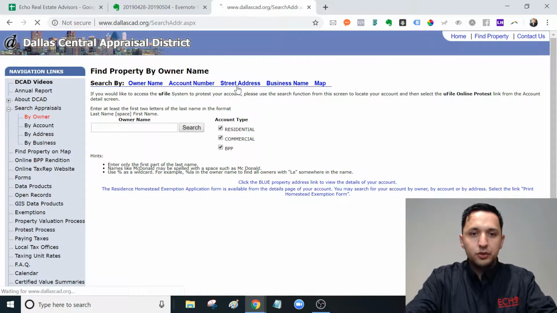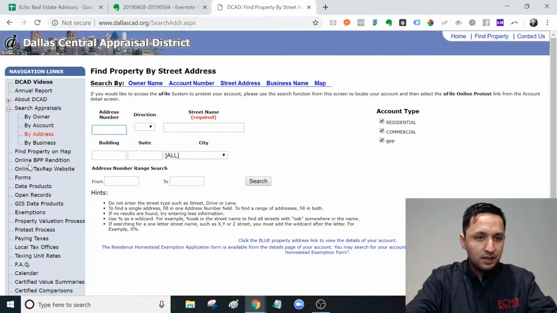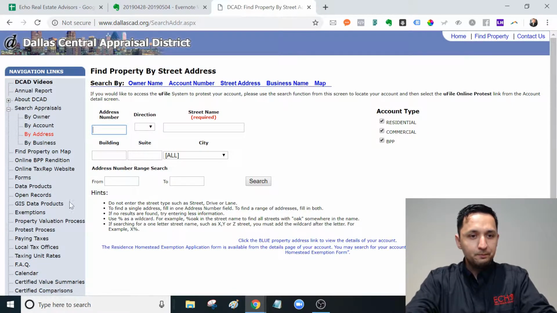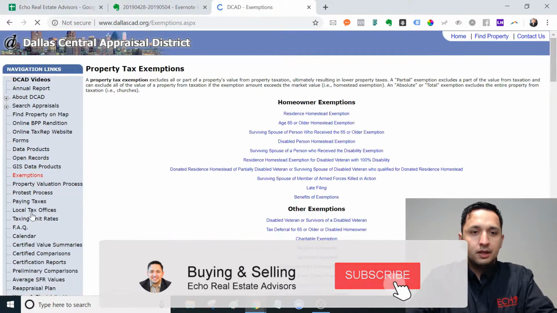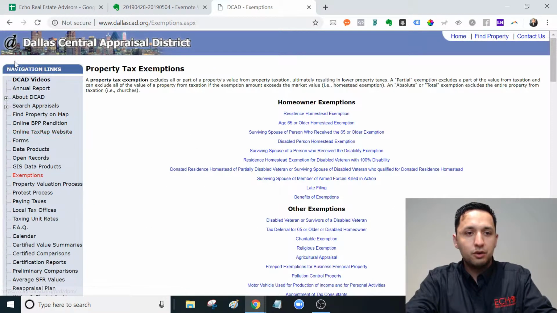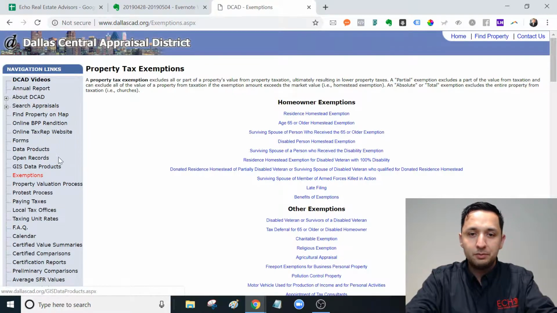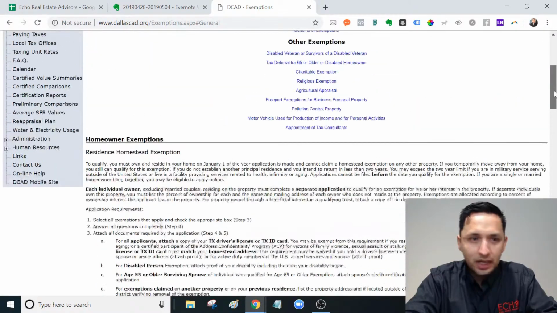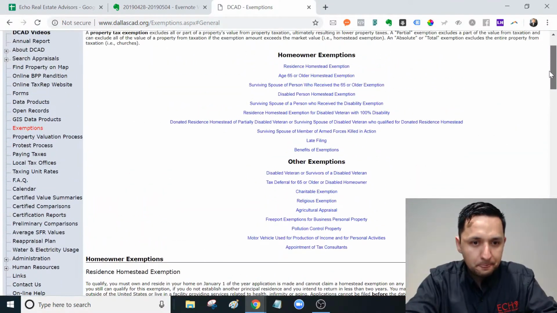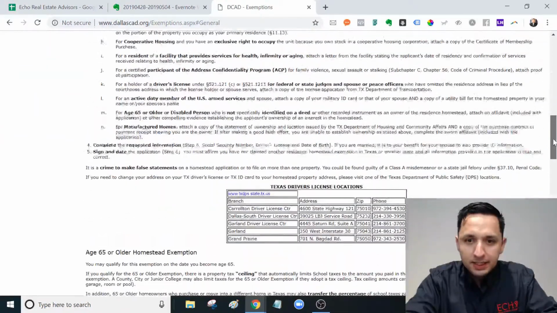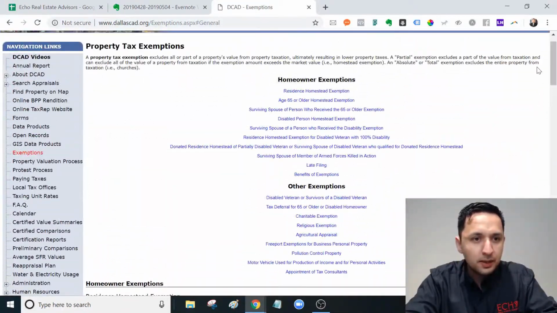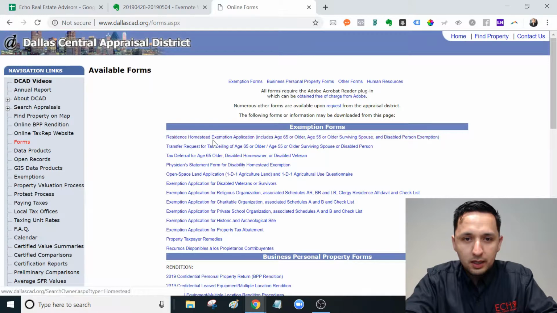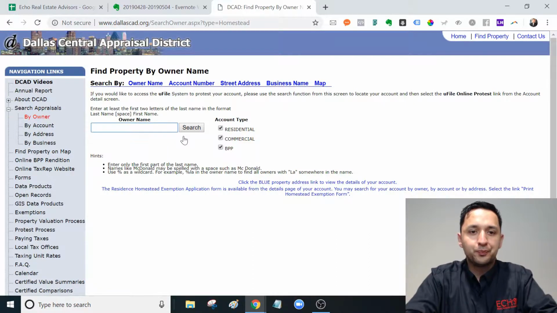And we are going to search by, well, first let's get our document. We need to get the residential homestead exemption. So over here on the left-hand side, you see exemption. Then we're going to put residential homestead exemption. Okay, now let's see. I don't see a download button, so let's go back up. Forms, maybe in the forms, and there it is. Residential homestead exemption application. So we're going to click there.